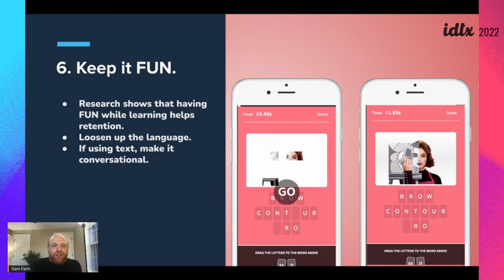We know that research shows that having fun while learning helps retention. That's true. You can Google that if you'd like, but you can also just think about your own life. What are the things that you remember? Do you remember the really boring classroom staring at your desk, or do you remember when your teacher said, "Let's do this activity"? So there's real significance in fun.